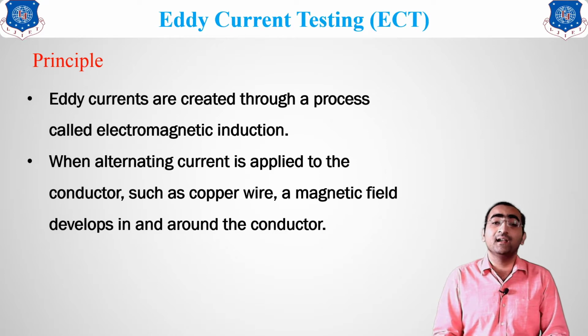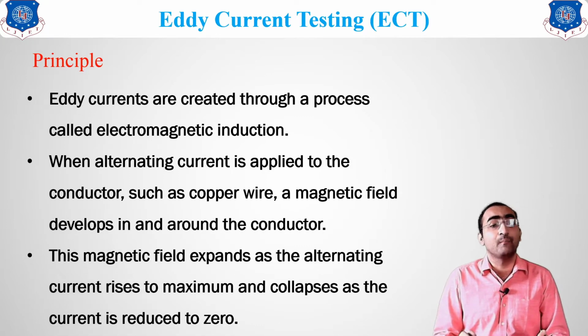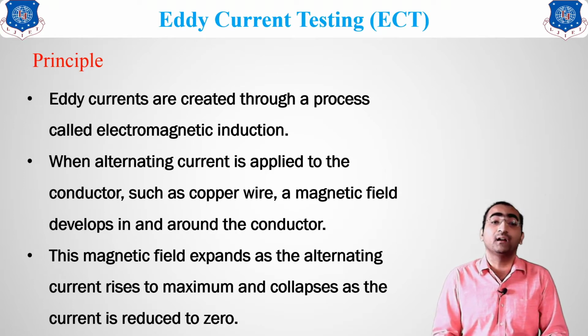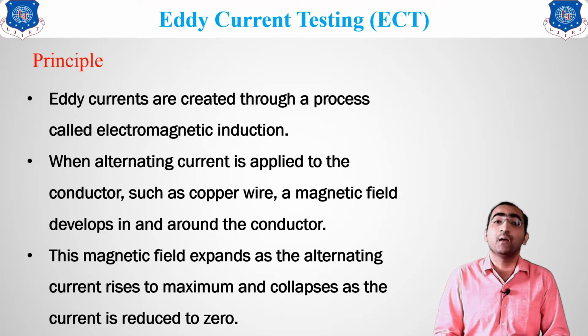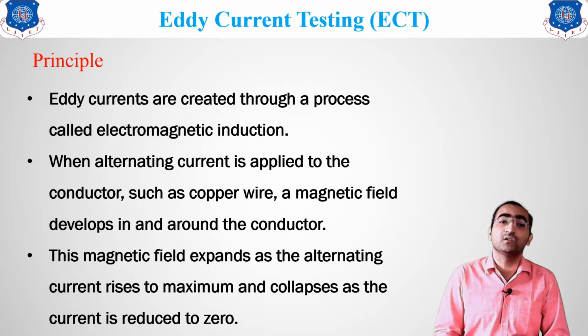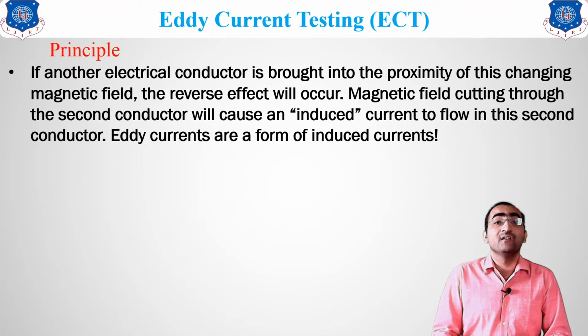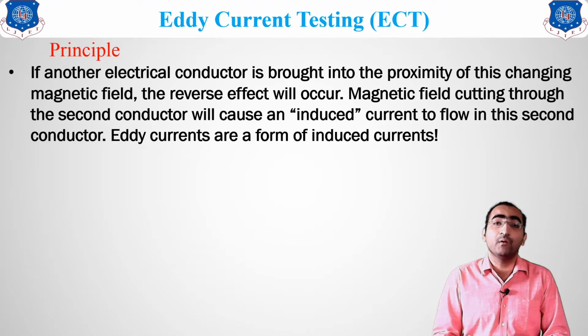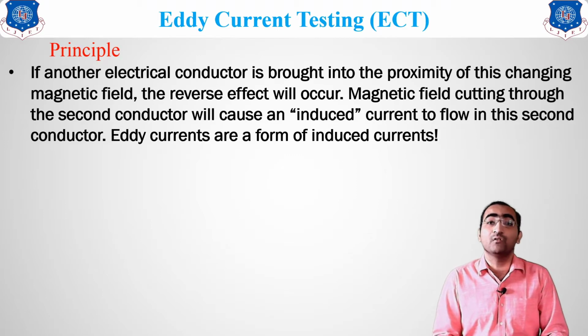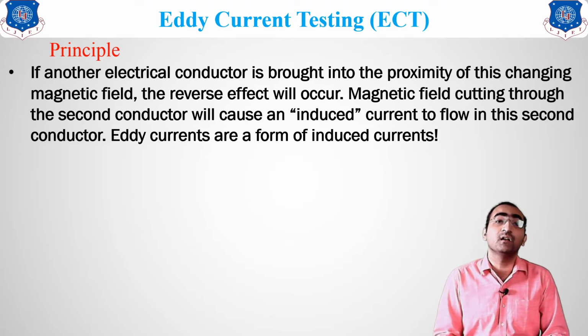When an alternating current is applied to a conductor, such as a copper wire, a magnetic field develops over it and around the conductor, and the expanding magnetic field will generate an alternating current. Whatever alternating current is generated is known as an eddy current. Now let us see, if another electrical conductor is brought in between, what will happen? Due to that, inside that second material a current is generated.